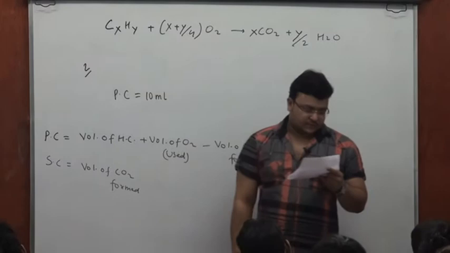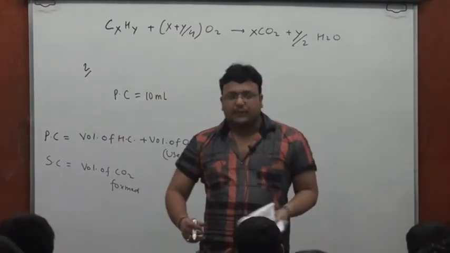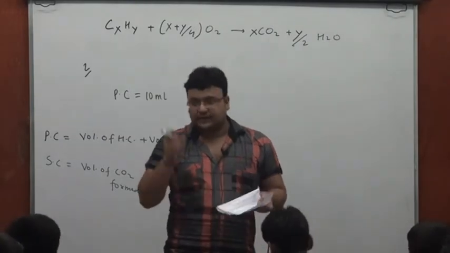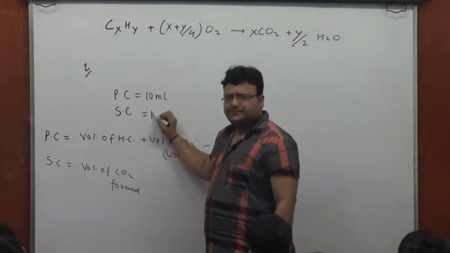Now, out of this 25 ml, 10 ml is absorbed by NaOH. So what's the secondary contraction? 10 ml.